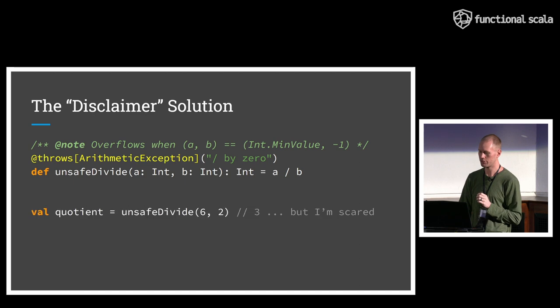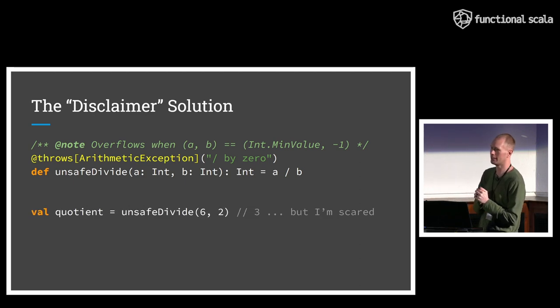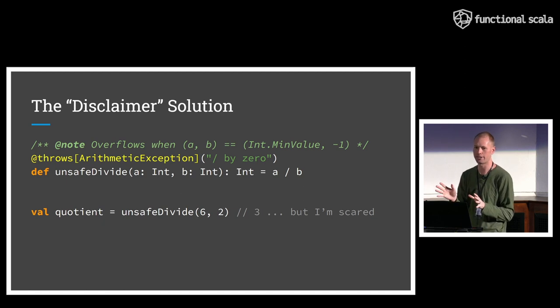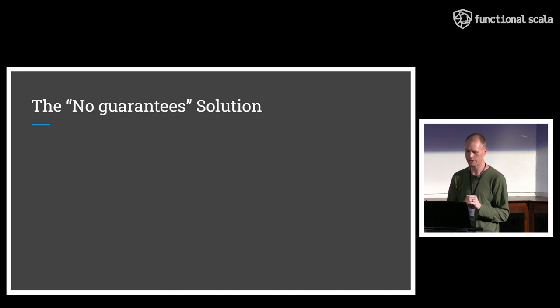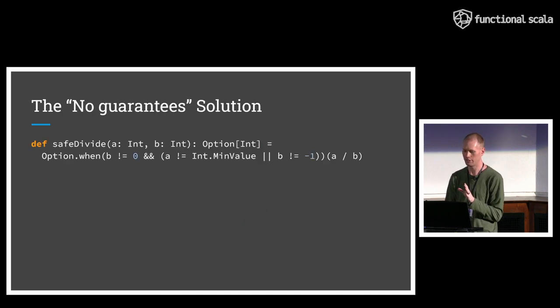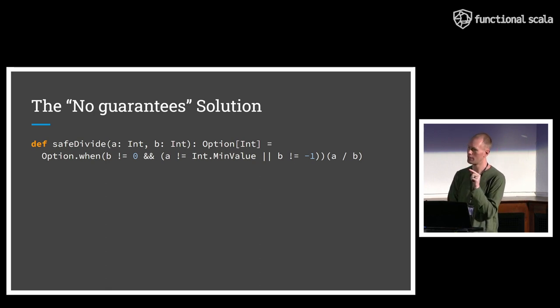Now when someone tries to use it, they can still divide 6 by 3, or 6 by 2. They get 3, but they're scared about it because it's called unsafe. They could still do the bad things and still get errors. So we don't like our unsafe divide, so we're going to try a no guarantee solution, but now it's safe. We're only returning an option. We do our check, and they might get an option back.